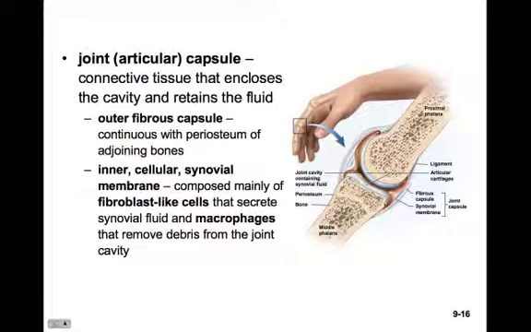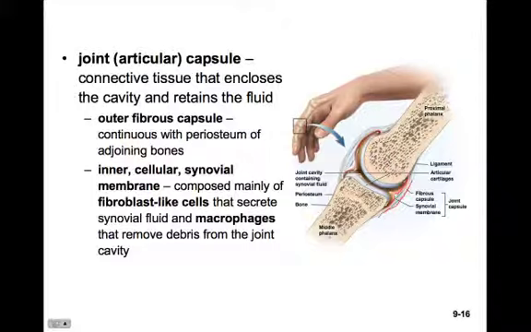Let's look closely at the joint capsule. It's connective tissue that surrounds the joint and helps retain the fluid in the joint. There are two parts of it. There's an outer or fibrous capsule that you see here. And then it's lined by an inner synovial membrane, which is composed mainly of fibroblast-like cells that secrete the synovial fluid. It also contains macrophages that remove debris from the joint.